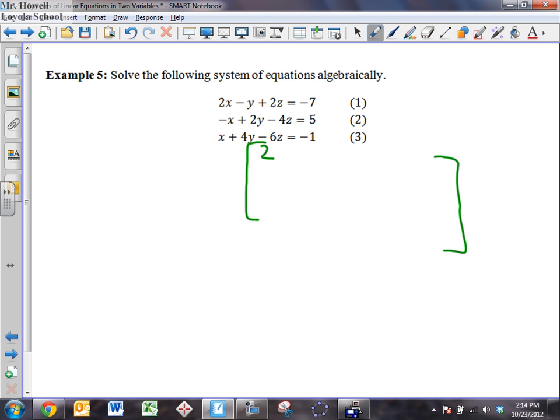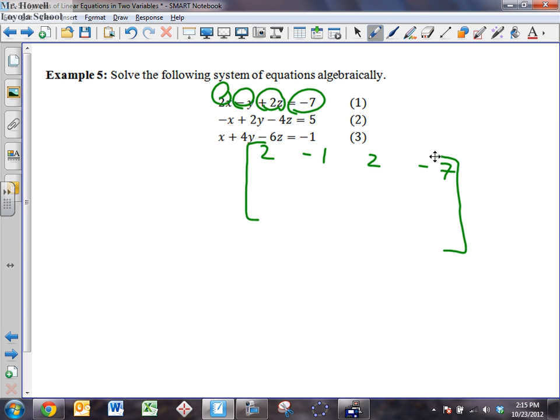2, -1, 2, -7. That's my first row. Again, 2 is here. Then you have -1. Then you have 2. Then you have -7. Yeah, write this in your notes. Write the matrix in your notes when we're doing a calculator.